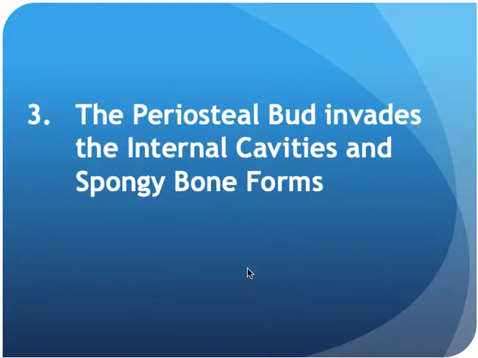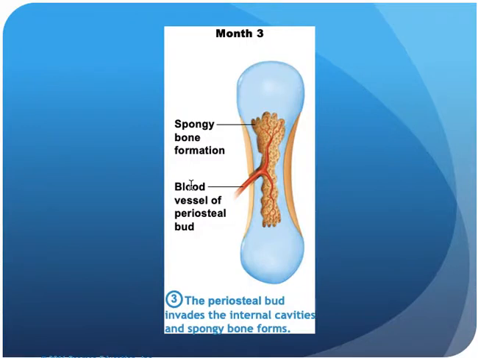So number 3 is the periosteal bud invades the internal cavities and the spongy bone forms. And again, this is just the delivery of those nutrients and those cells that we need to perform all these functions. So here is our model. We did our bone color. We calcified the center part, created our cavities, and now we have this blood vessel that comes in and supplies all these additional nutrients and cells.